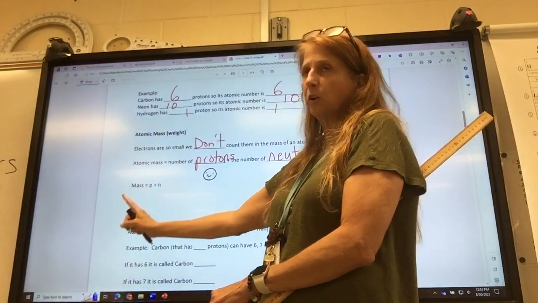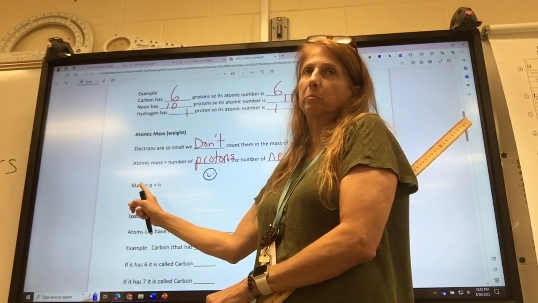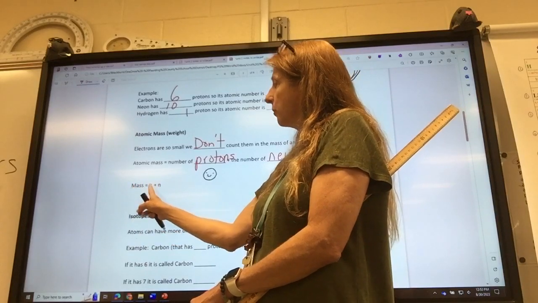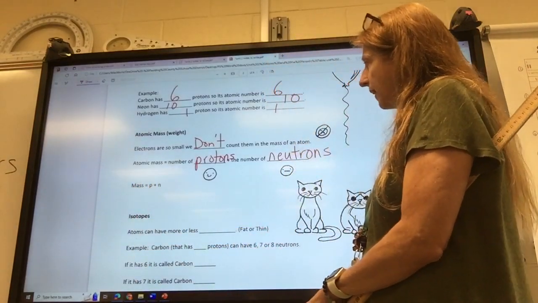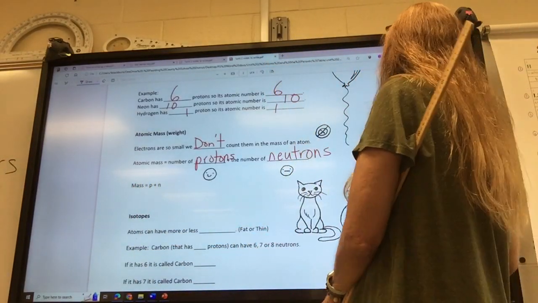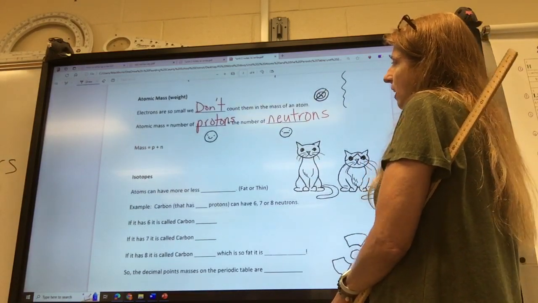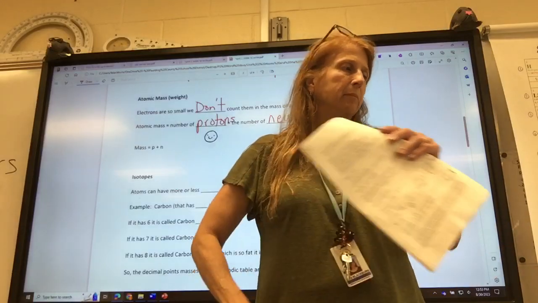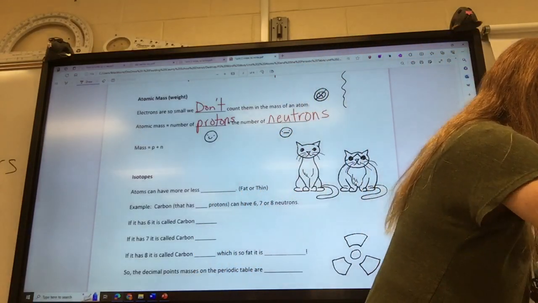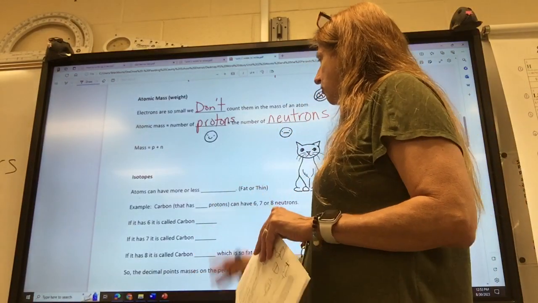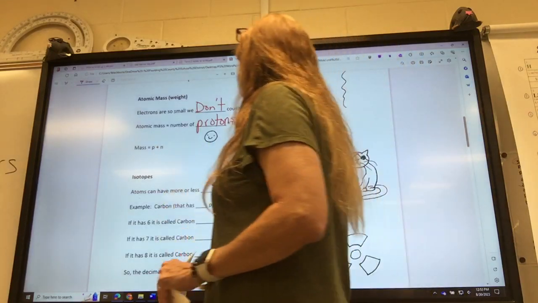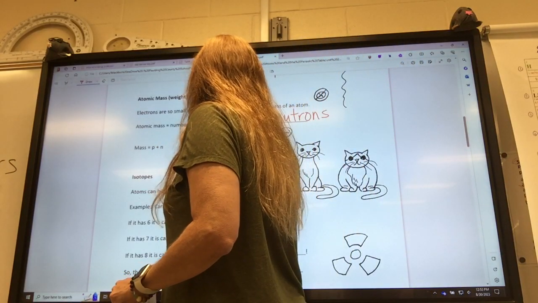And here's our little math formula. I told y'all we'd do a little bit of math today. Mass equals protons plus neutrons, okay? So that's the weight. Now, it turns out that not all elements have the same number of neutrons. They can have more or less neutrons. So atoms can have more or less neutrons.